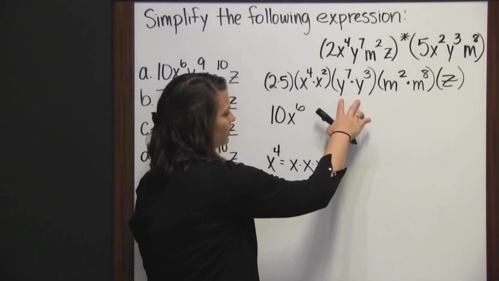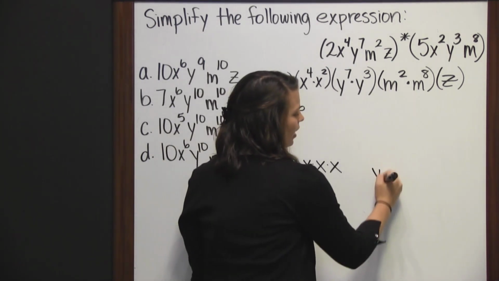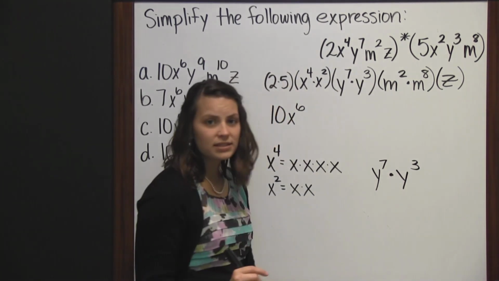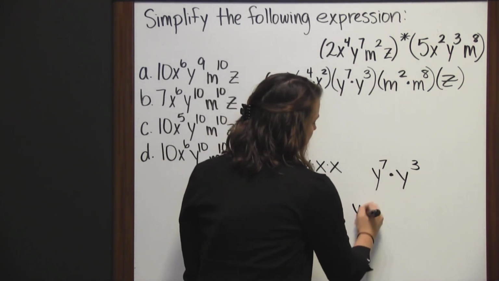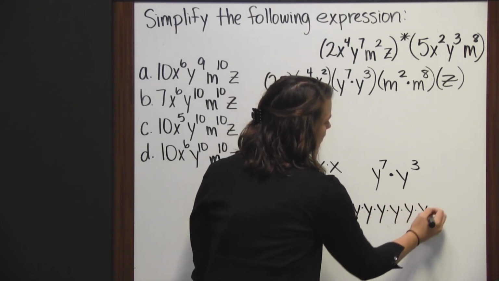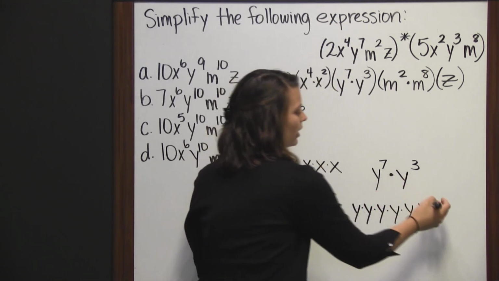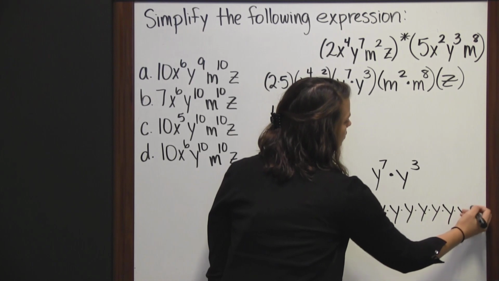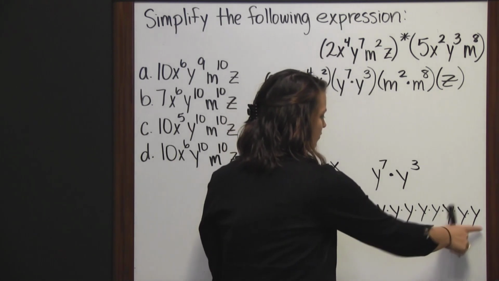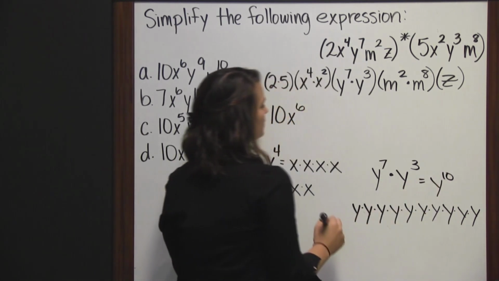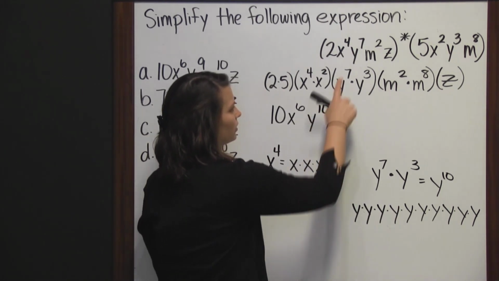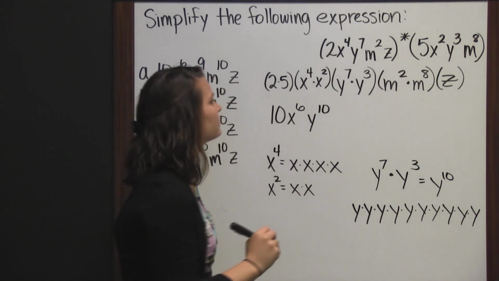You can see what we end up doing is adding those exponents together. And it's the same thing with y to the 7th times y cubed. Let's look at that one a little differently. So y to the 7th times y cubed. Y to the 7th is y times itself 7 times, 1, 2, 3, 4, 5, 6, 7, times y cubed. So times 1, 2, 3. So what we end up with is y times itself a total of 10 times. So y to the 7th times y cubed is y to the 10th. Or again, we're adding those exponents.